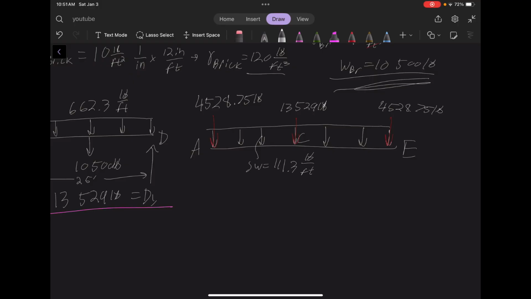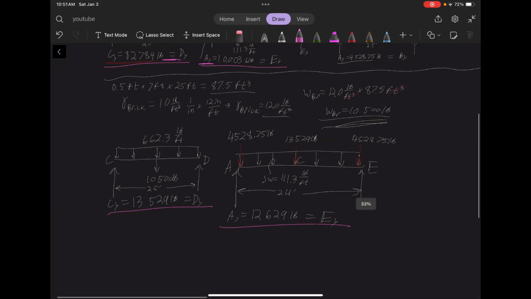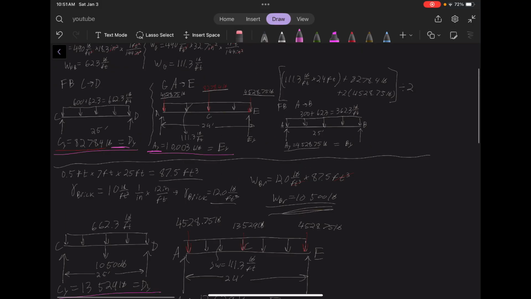And we know that this is 24 feet from A to E. Let's fix that. So, AY, you run through that whole process again, you'll get that AY equals 12,629 pounds. That looks horrible. Pounds, which is the same as EY. So that's your answer. Again, that's the answer to part B of the problem.